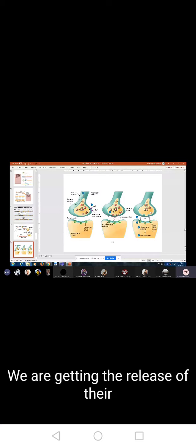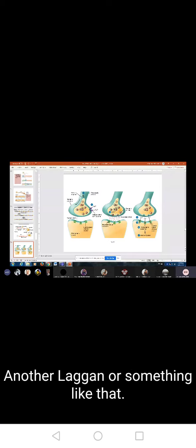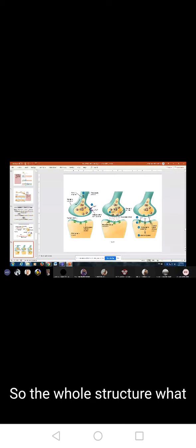Okay. By increasing calcium concentration inside, we are getting the release of their content. Could be a hormone, could be another ligand or something like that. Okay. Now, the whole structure that we have is called a synapse.